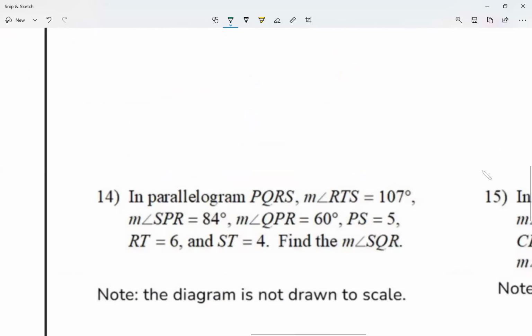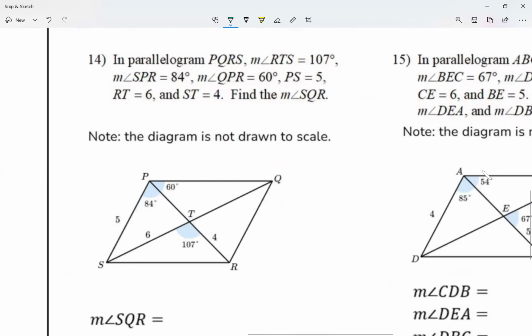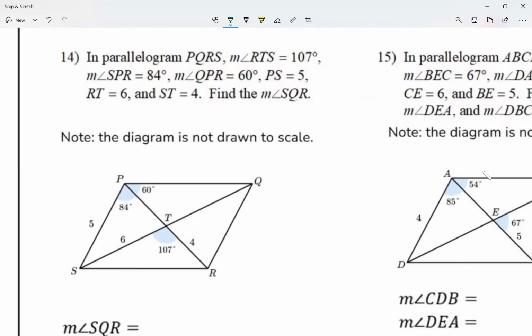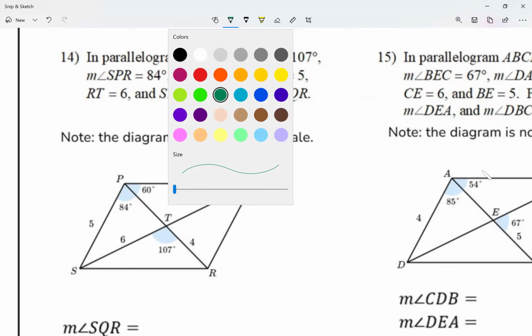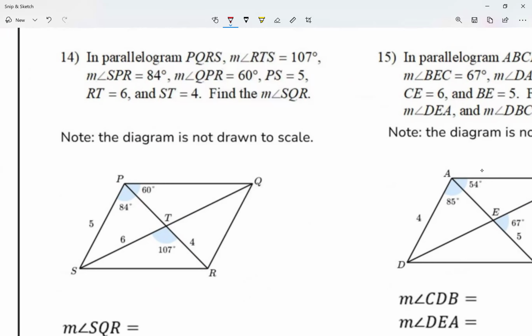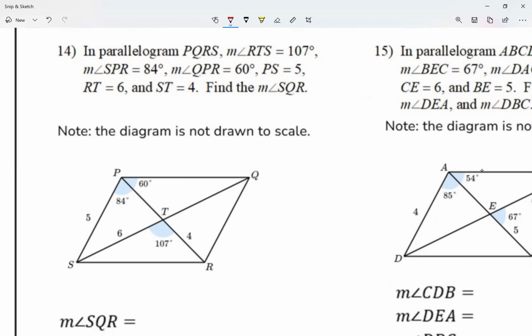All right, let's take a look at question number 14. Remember, I'm working up until 15. In the parallelogram PQRS, which we see in the picture at the bottom, the measurement of angle RTS is 107. I see RTS is 107. Having that said, because that's 107, this other angle right here is 107. This angle right here is 73, because remember, these two have to add up to 180. And this corner right here is also 73. Boom, I already came out with some angles.